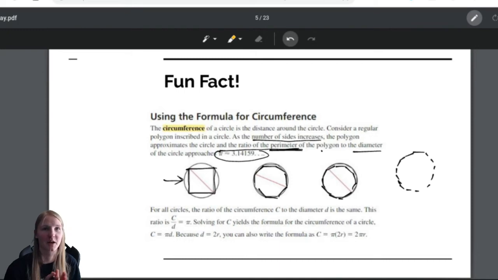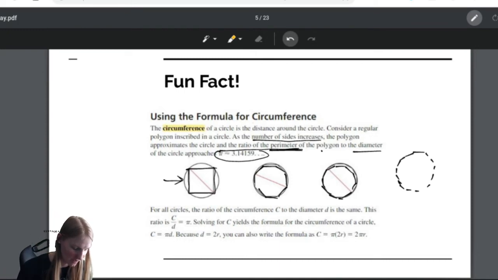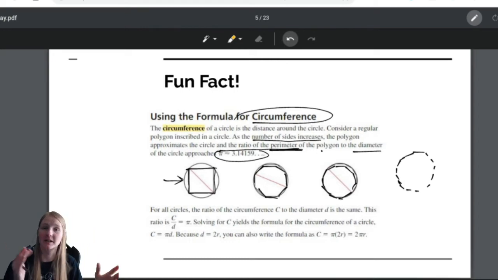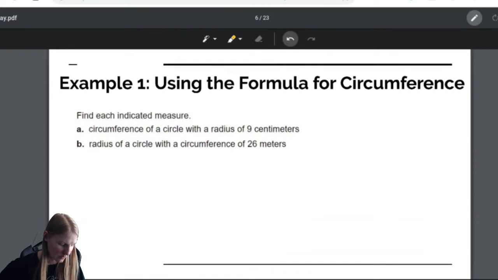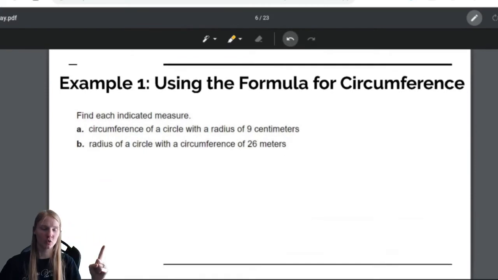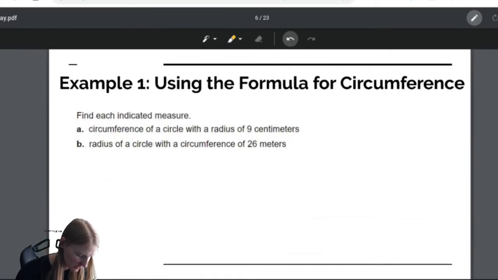So yes, pi is very special. Pi is very important. This is where the formula for circumference comes from, in case you were curious about it. So now, let's move on to our first example. Let's use that formula for circumference.